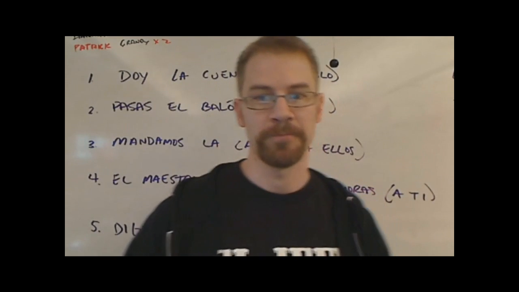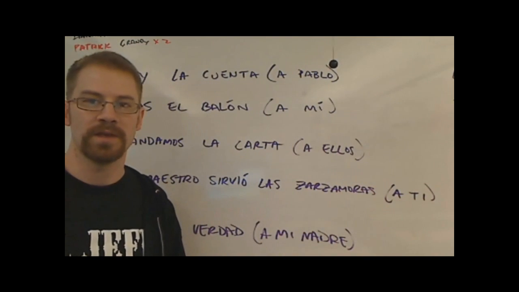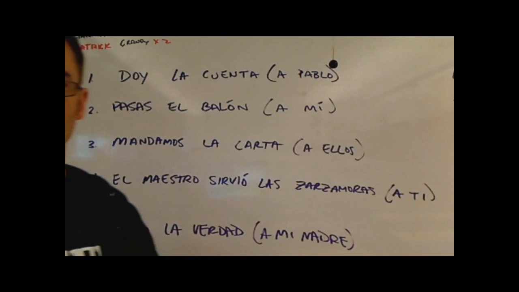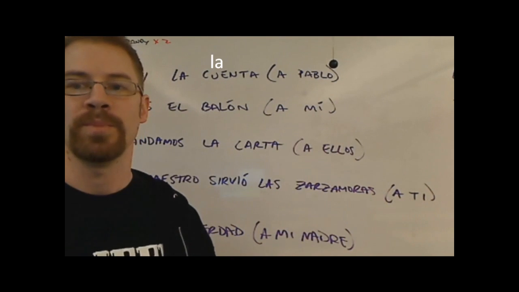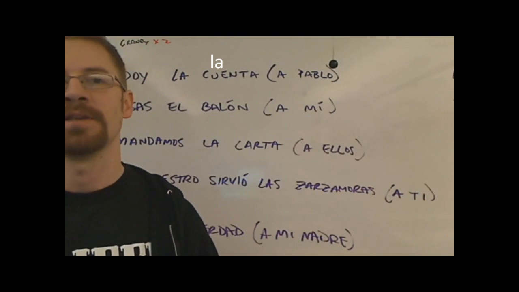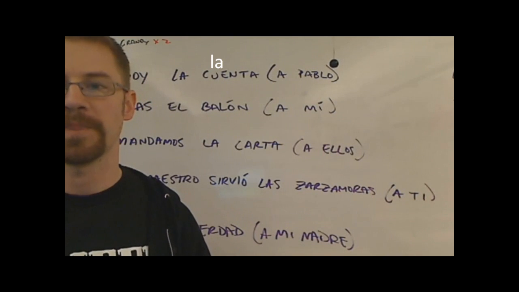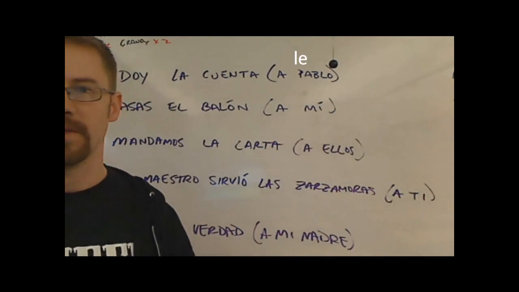That's why I'm explaining it to you. So number 1 says, doy la cuenta a Pablo. I give the bill to Pablo. La cuenta is the direct object noun. Changing it to a pronoun, it would change to la. Pablo is the indirect object noun. He is going to change to the pronoun le. So I have la and le.